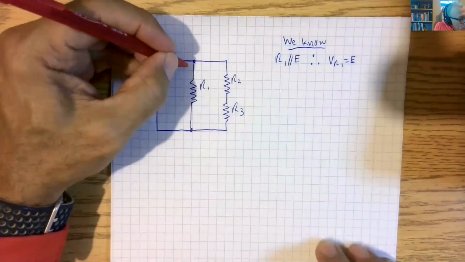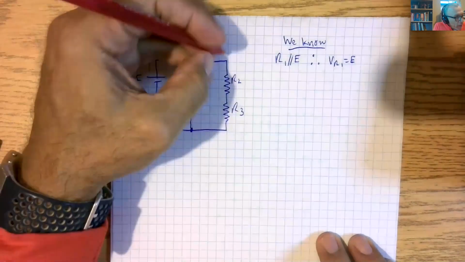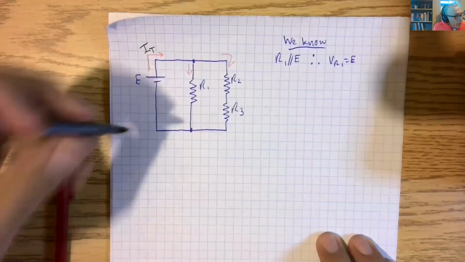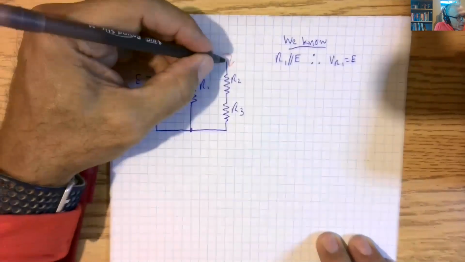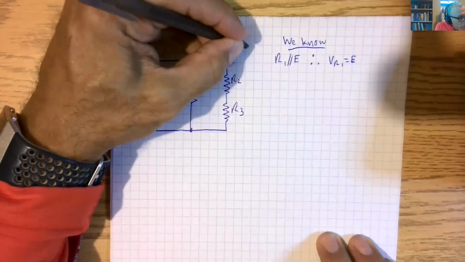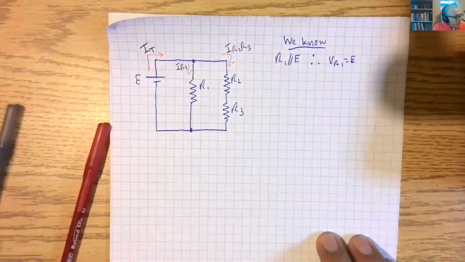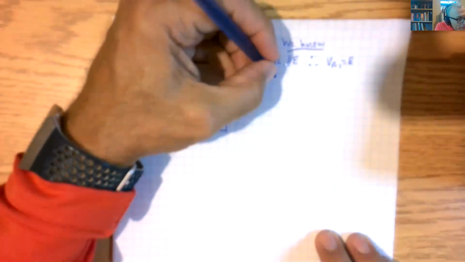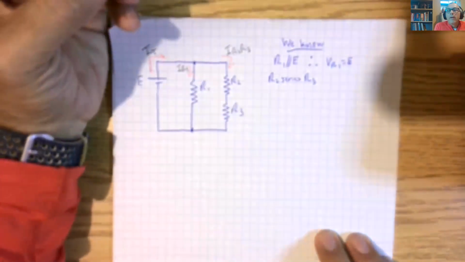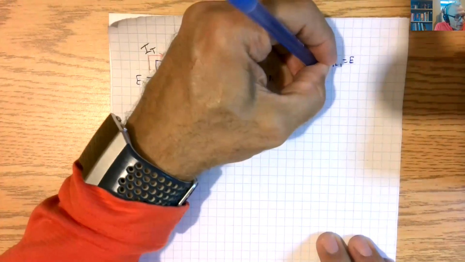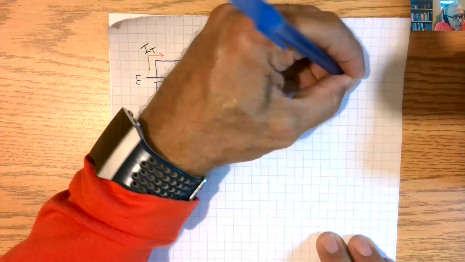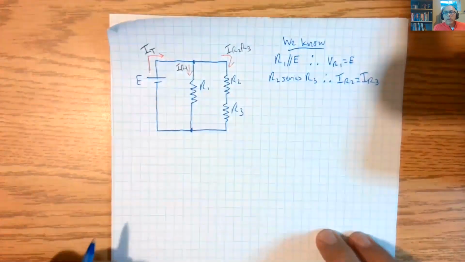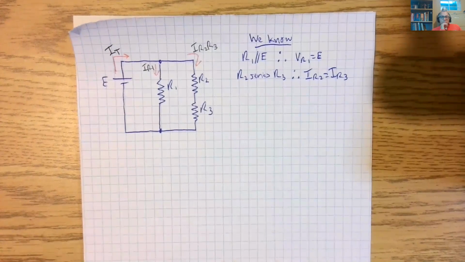So we know that we have a current here, which is IR1, and we have this current, which we're going to call IR2, R3. These are in series, all right? Here's something you need to understand. R2 is in series with R3, okay? And what do we know about series circuits and current? Therefore, IR2 is equal to IR3. Okay, you need to know that those two currents are equal.